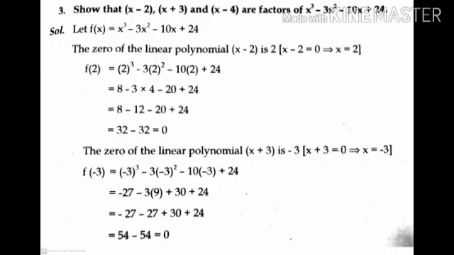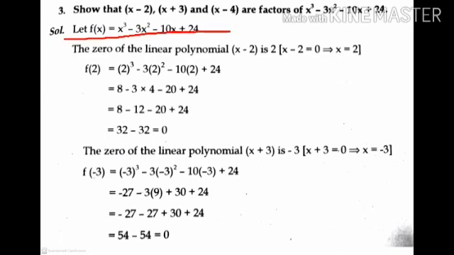Next question, show that x minus 2, x plus 3 and x minus 4 are factors of x cube minus 3x square minus 10x plus 24. Solution, let f of x is equal to x cube minus 3x square minus 10x plus 24. The zero of the linear polynomial x minus 2 is 2. Since x minus 2 is equal to 0, that implies x is equal to, the minus 2 moves to the right side, it becomes plus 2.